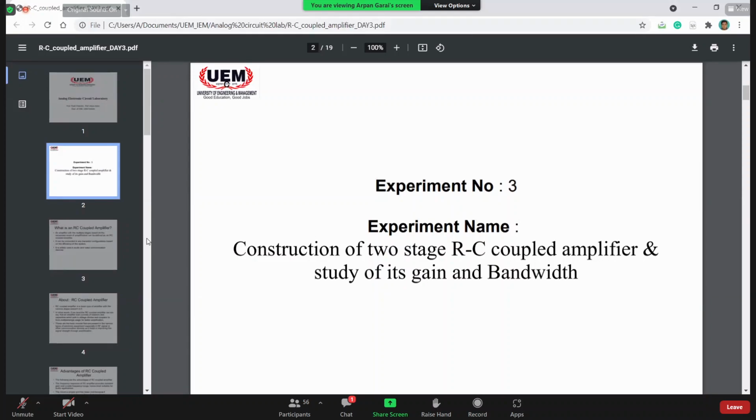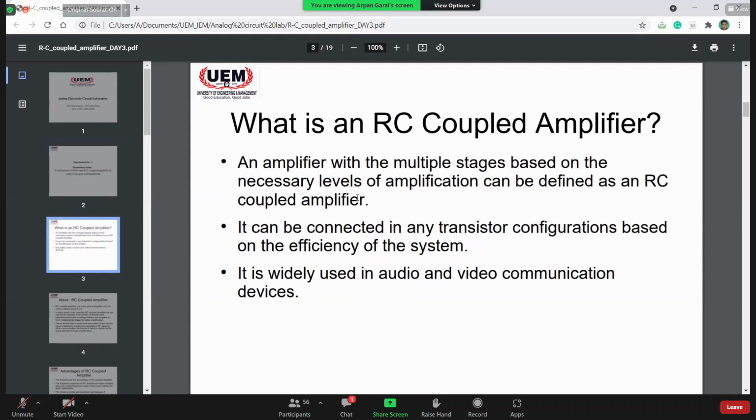Although we will not go into the detailed theory of the RC coupled amplifier, I am just quickly brushing up the basic principle so that you can perform the experiment. So what is an RC coupled amplifier? An amplifier with multiple stages, based on the necessary levels of amplification, can be defined as an RC coupled amplifier.